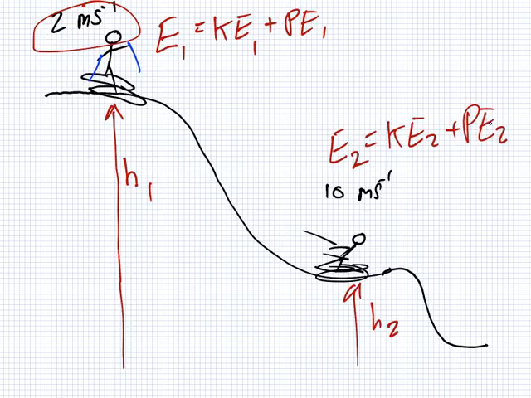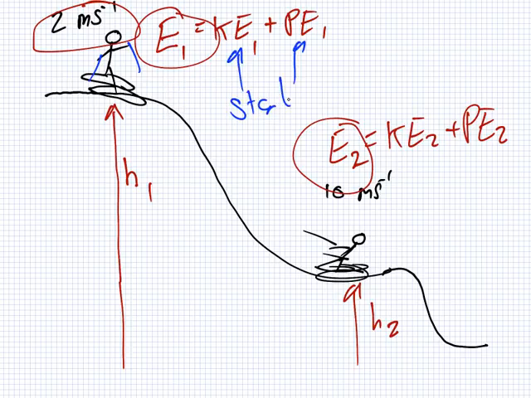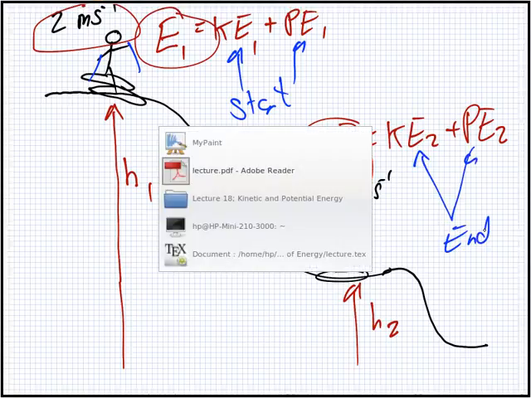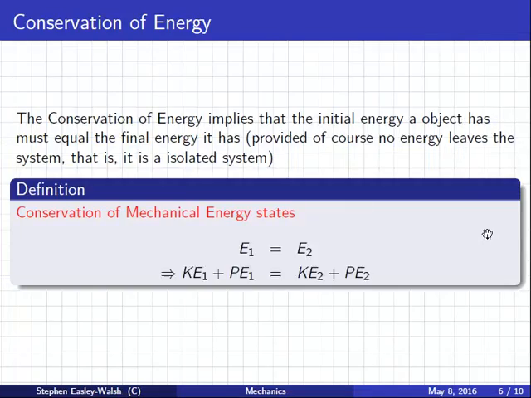But remember, we said energy can only change, so the energy here is the same as the energy here. In other words, the kinetic and the potential at the start equals the kinetic and the potential at the end. So this is what we mean by conservation of mechanical energy. The energy at the start equals the energy at the end, or kinetic plus potential at the start equals kinetic plus potential at the end. This is a very useful formula.